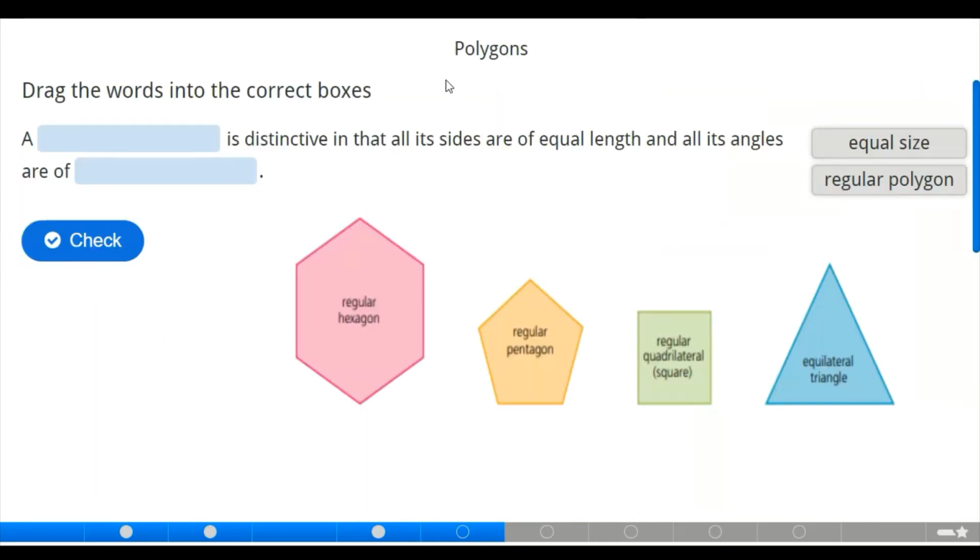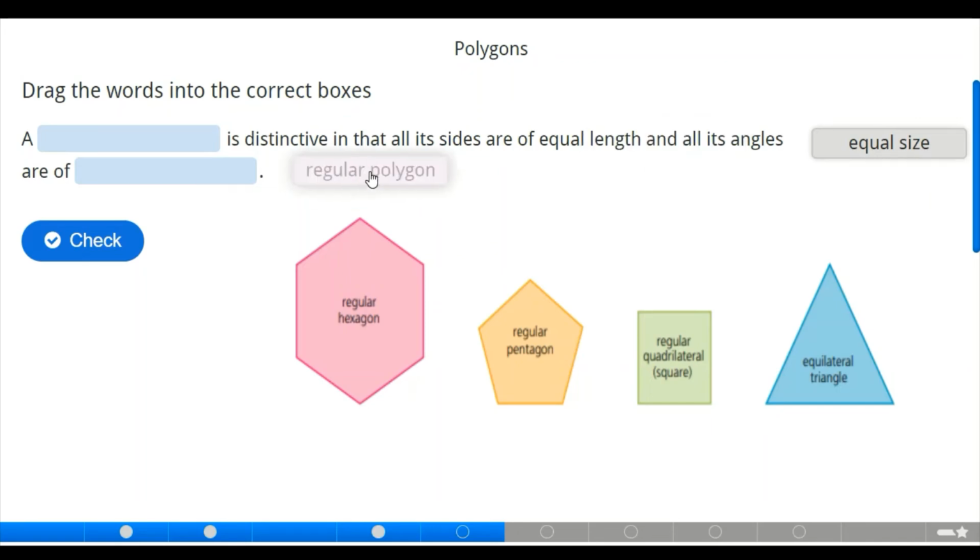Now, let's look at polygons. That's another shape we want to look at. Angles in polygons. Before we go there, let's define what a polygon is. A regular polygon is distinctive in that all its sides are equal in length and all its angles are of equal size. So for a regular polygon, it has equal side lengths and all the angles are also equal. So that makes a polygon distinctive.